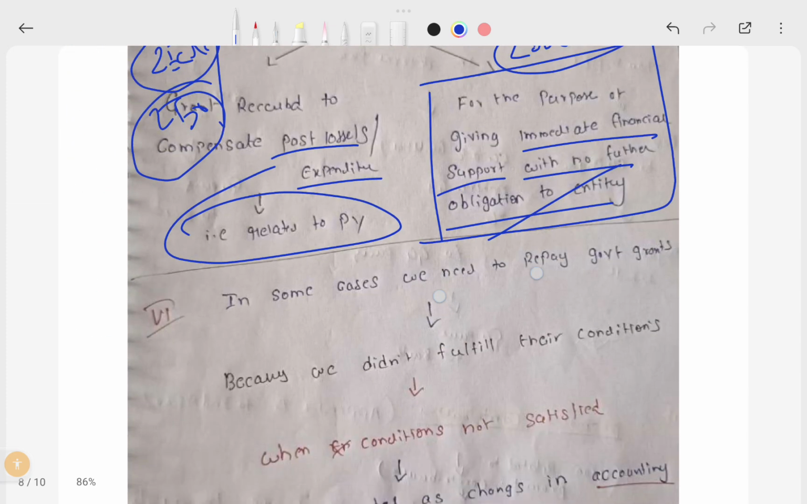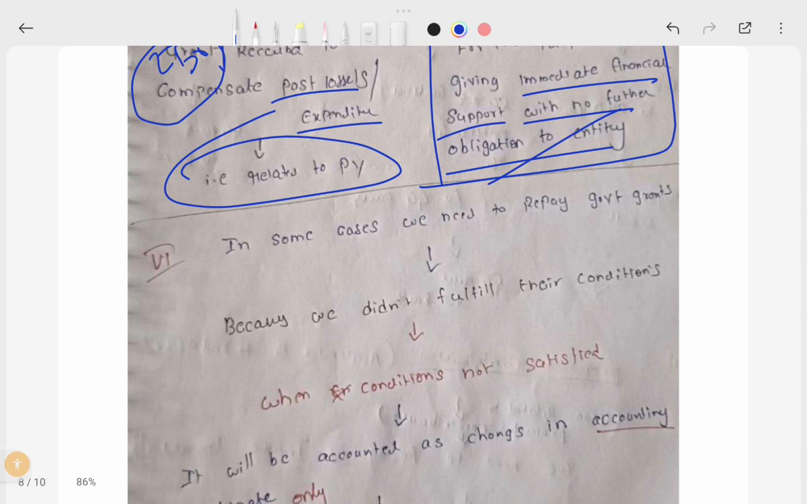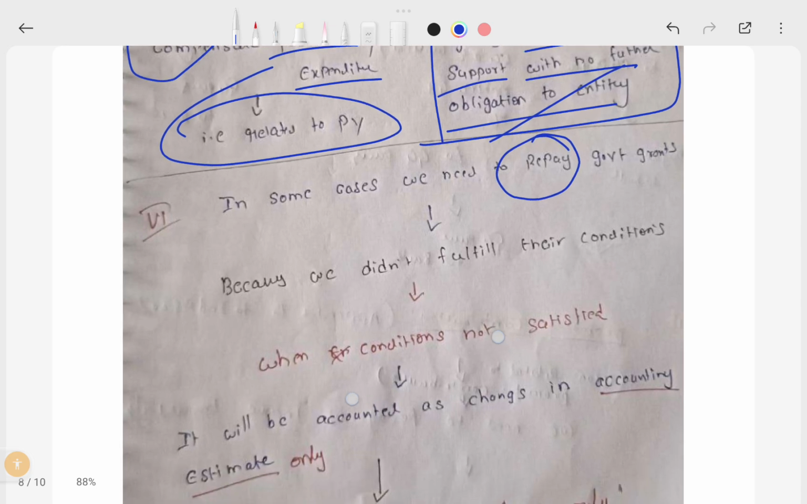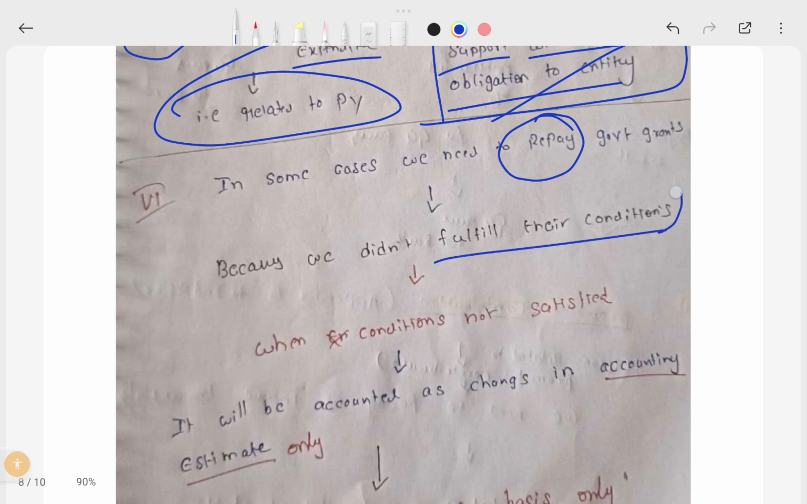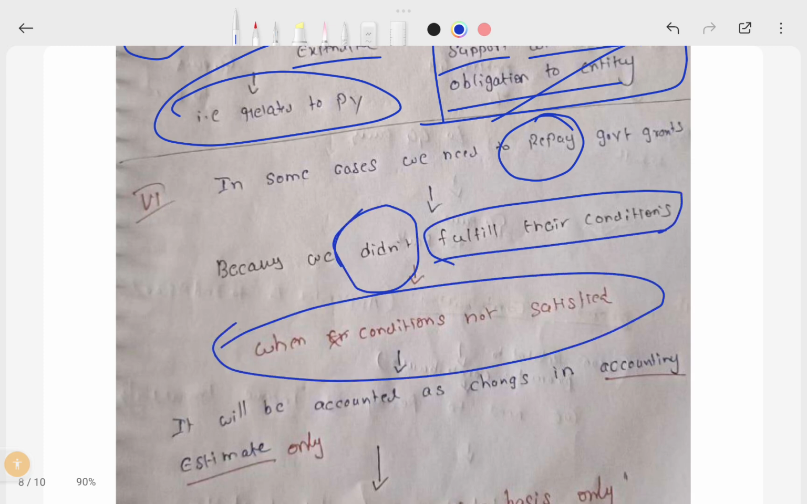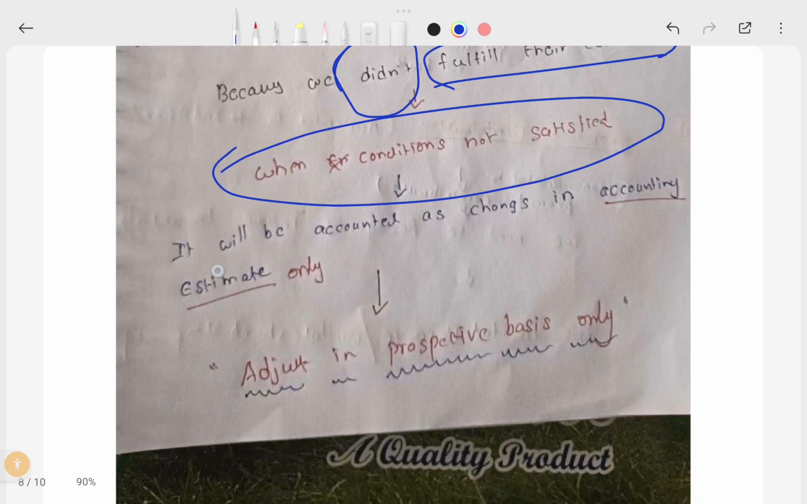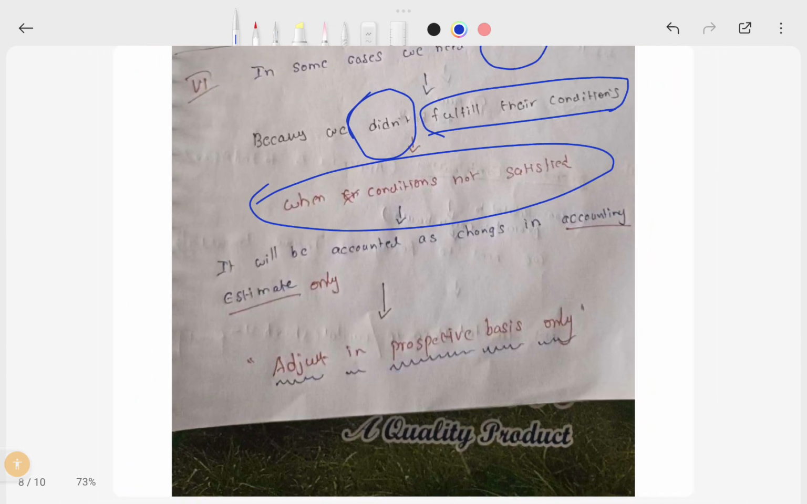Construction loan we completed, this we completed. In some cases we need to repay government grants. Say suppose we didn't fulfill certain conditions that the government put. When conditions are not satisfied, it will be accounted as a change in accounting estimate, not as a change in accounting policy. So earlier you accounted depreciation based on the values they mentioned and the government grant.